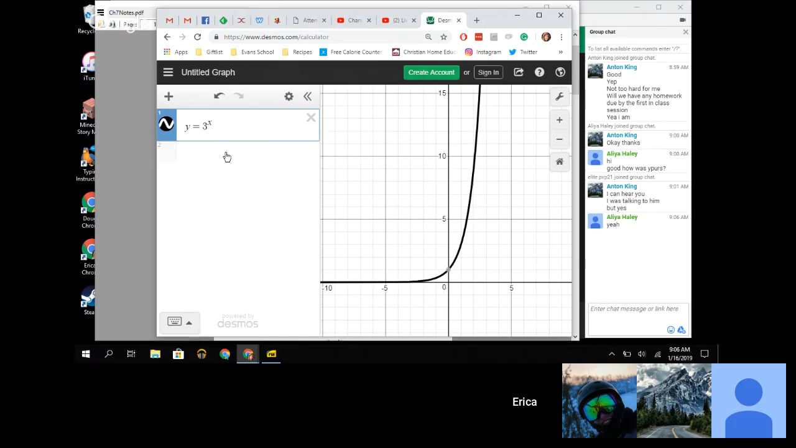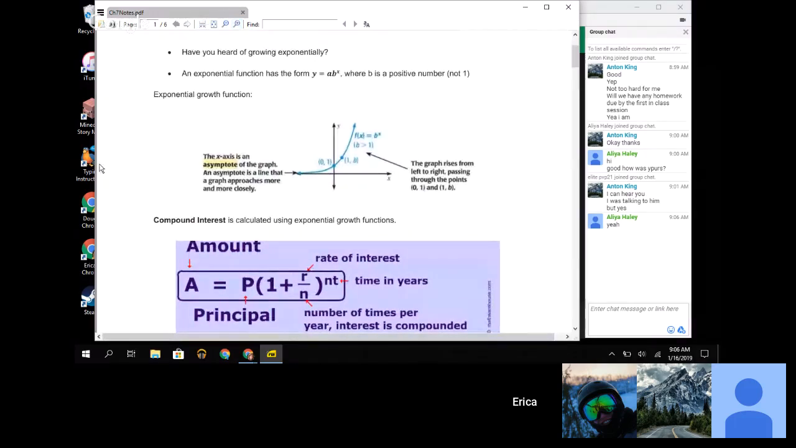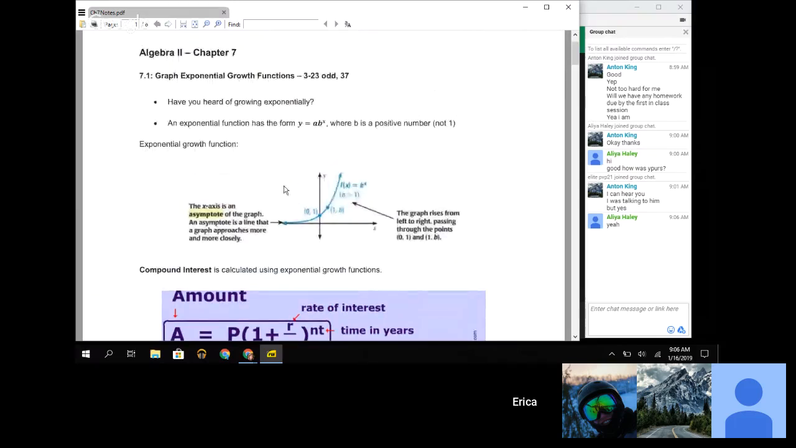Let me flip over to the notes here and point out some exciting features about this exponential function. Growing exponentially means growing really quickly. The exponential function has the general form of some number a times b to the x power. You can see that this is different from our linear and quadratic functions because our x is in the exponent. It's usually where we would have x squared or x cubed, but here our x is up in the exponent.